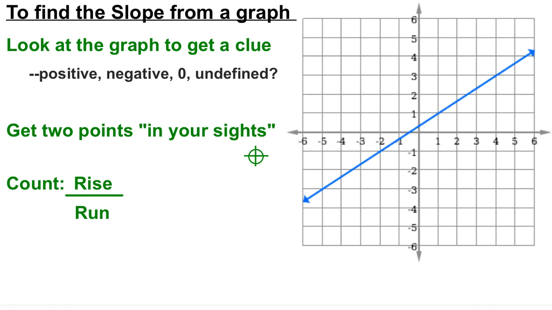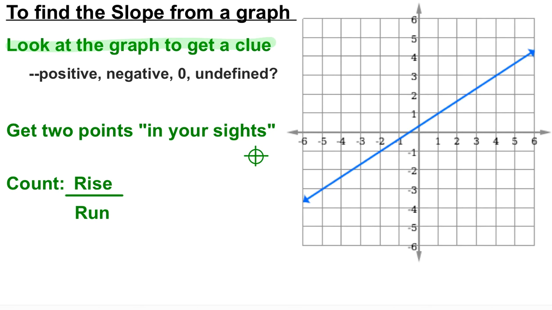To find a slope from a graph, it's really just all about counting. So our first thing we do, look at the graph and get a clue. So is it positive? Is it negative? Is it 0? Is it undefined? Looking at this graph, it's positive, yeah. So it's going up. So I know whatever my answer is going to be a positive number.